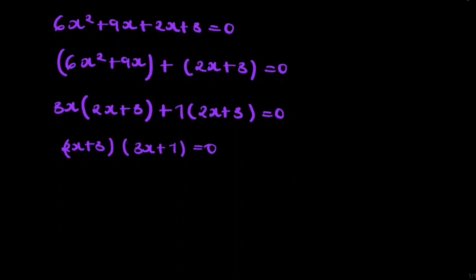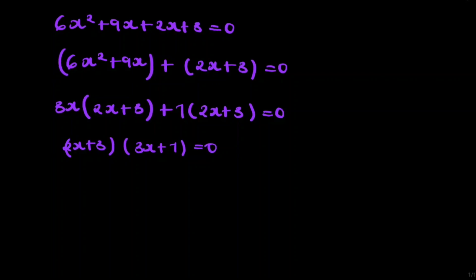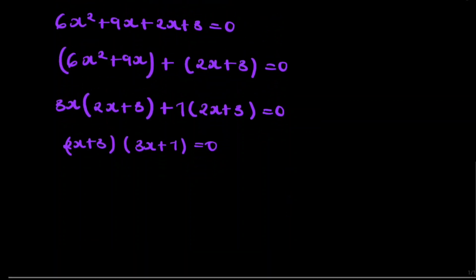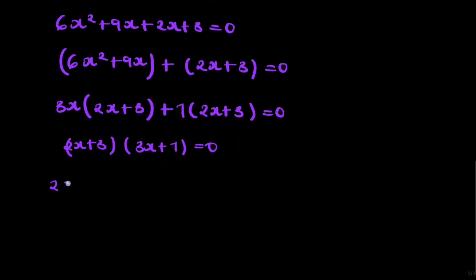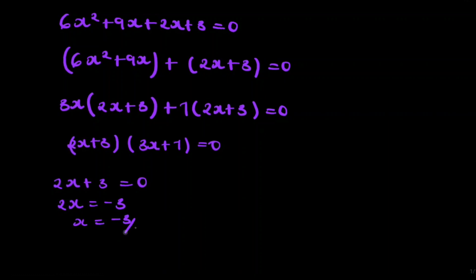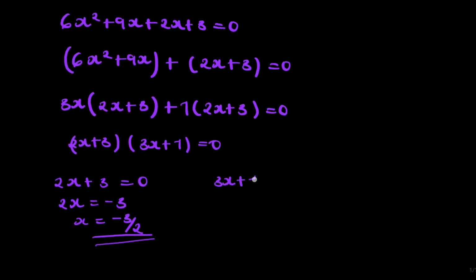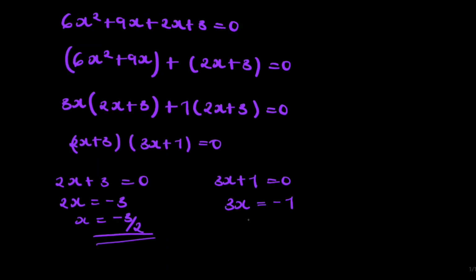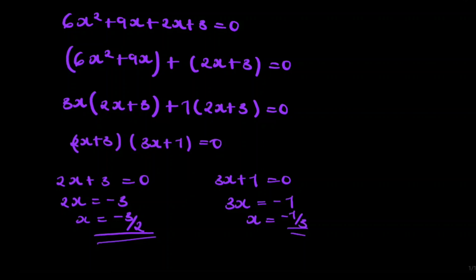Now I'm going to solve and find the values of x. I'll take the first bracket and equate it to 0. To find x here, we'll have 2x equal to minus 3, and x equal to minus 3 over 2. That's our first value of x. And the second bracket, 3x plus 1 equal to 0. I'm going to have 3x equals minus 1, and x is minus 1 over 3. So these are our values of x.